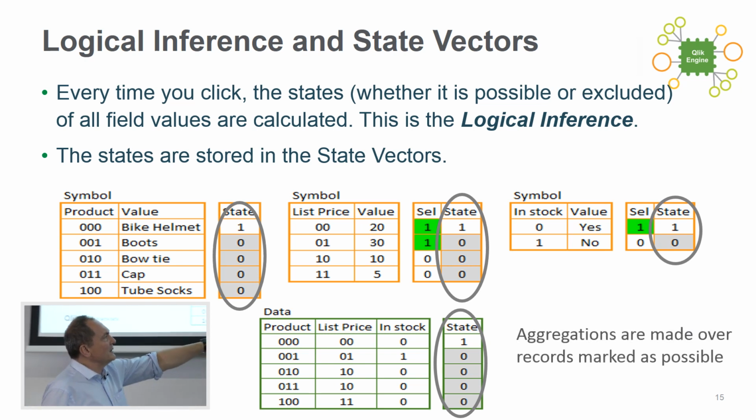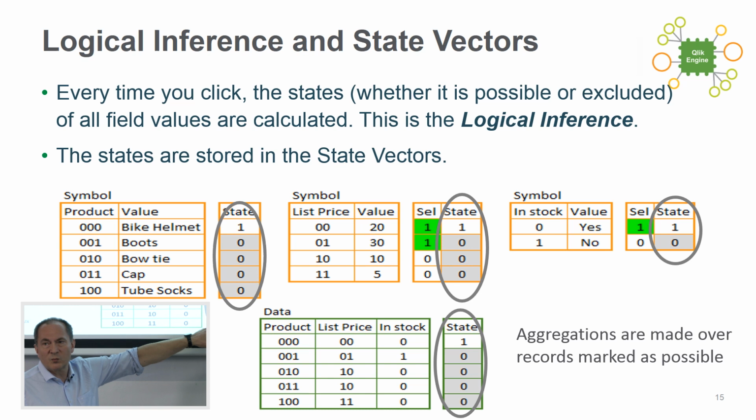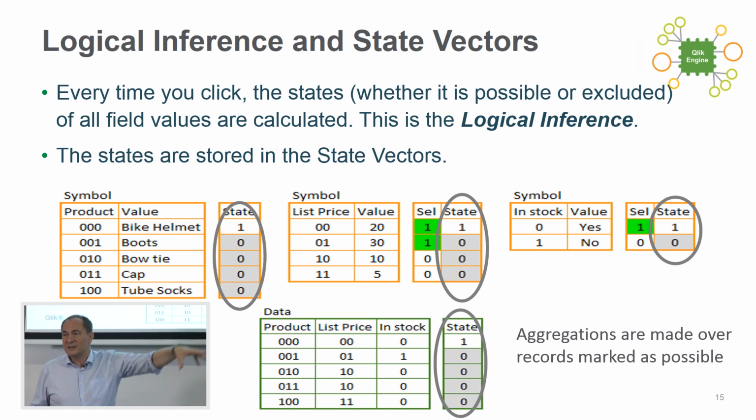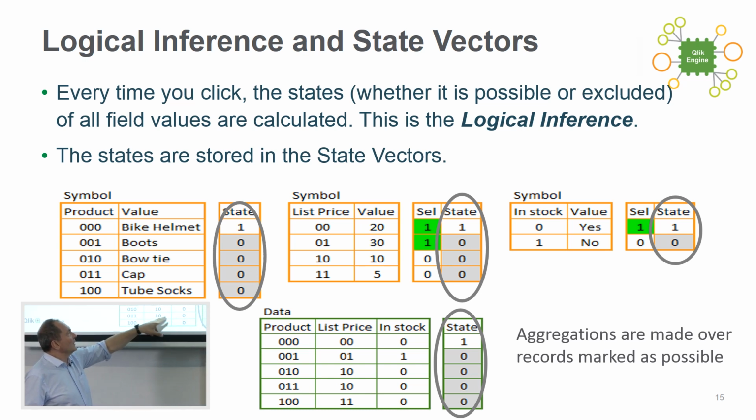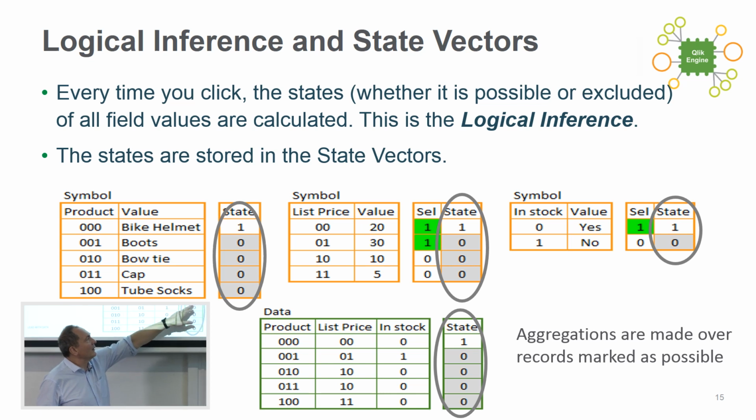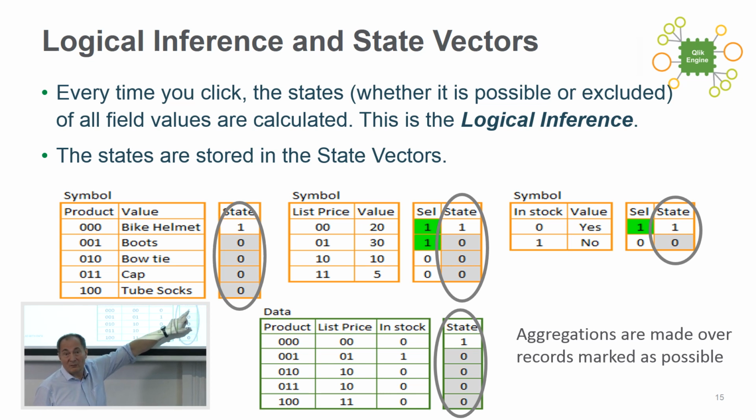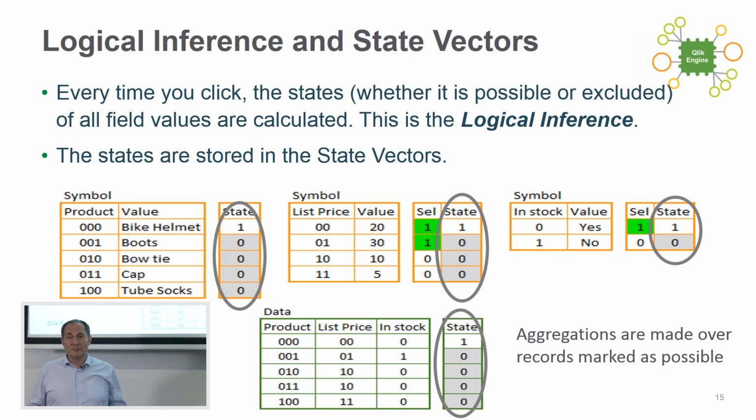Now, for the data table, that's interesting because when we later talk about calculations, then it's quite obvious that we should only calculate on the numbers that have a 1 over here. So this becomes a mask for all the aggregations. We just pick out the records that have a 1 in the state vector.